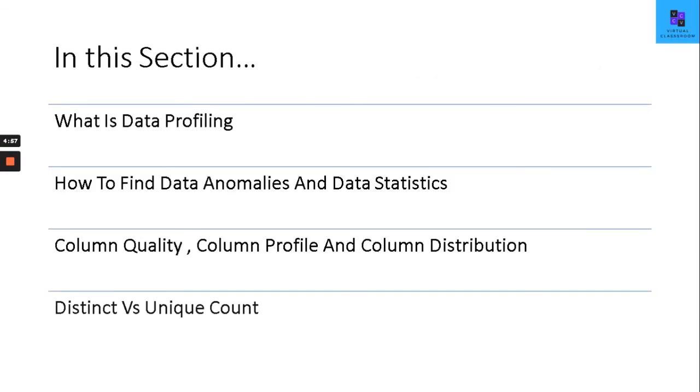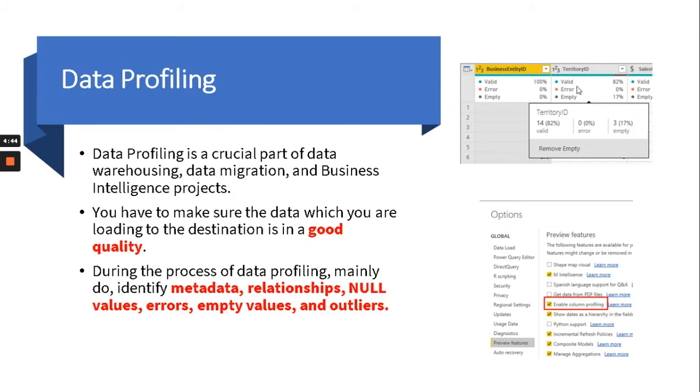Today we're going to learn about what is data profiling, how to find the data anomalies in your data set, what do you mean by column quality, column profile and column distribution, what do you mean by distinct and unique values. Data profiling is very critical because you need to have a very good quality of the data for you to make an insightful analysis and efficient decision making.